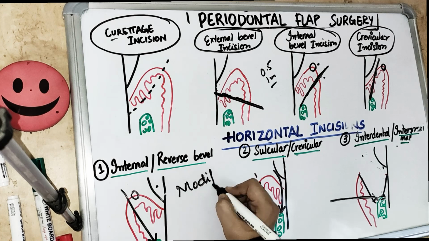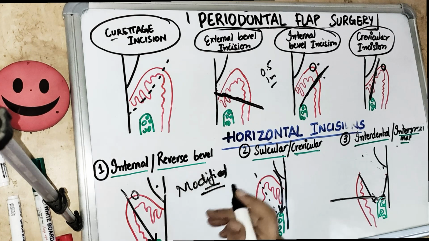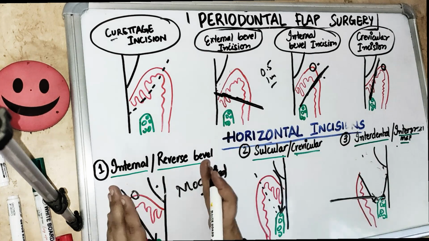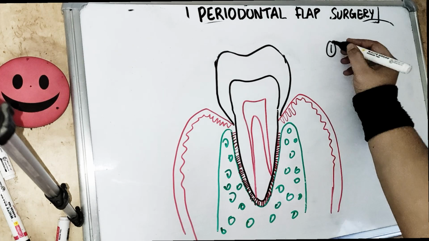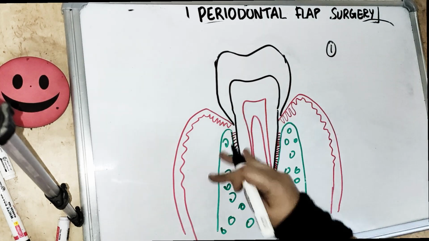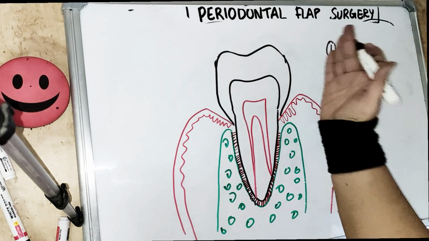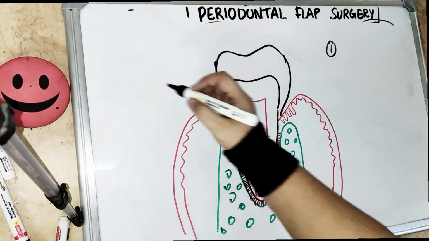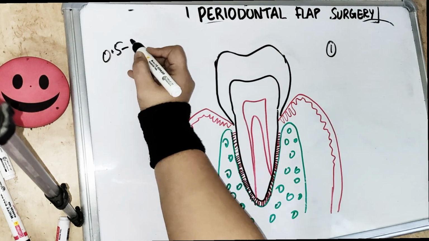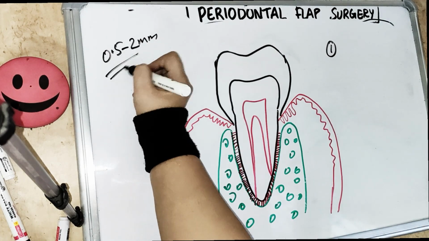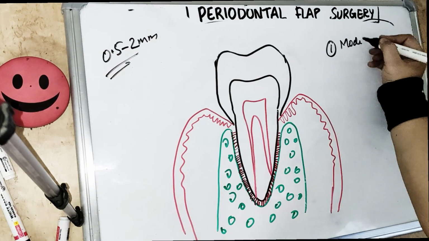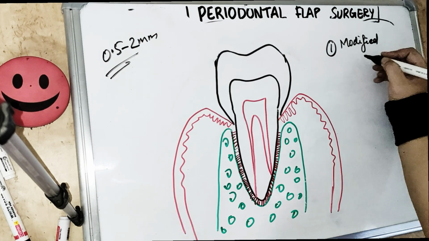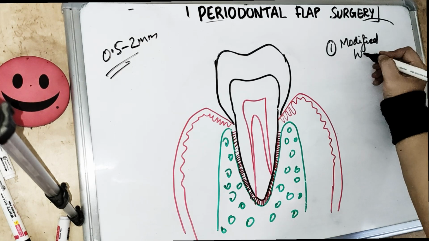We will also cover the modified Widman flap in detail. So this involves 3 steps. This is the internal bevel incision. For the first, the internal bevel incision, for 3 flap surgeries we have 3 different internal bevel incisions, which are close to the marginal gingiva. We have talked about 0.5 to 2 millimeters, right? So we are now going to grade it, classify it. The first one is the modified Widman flap, which we have already talked about.